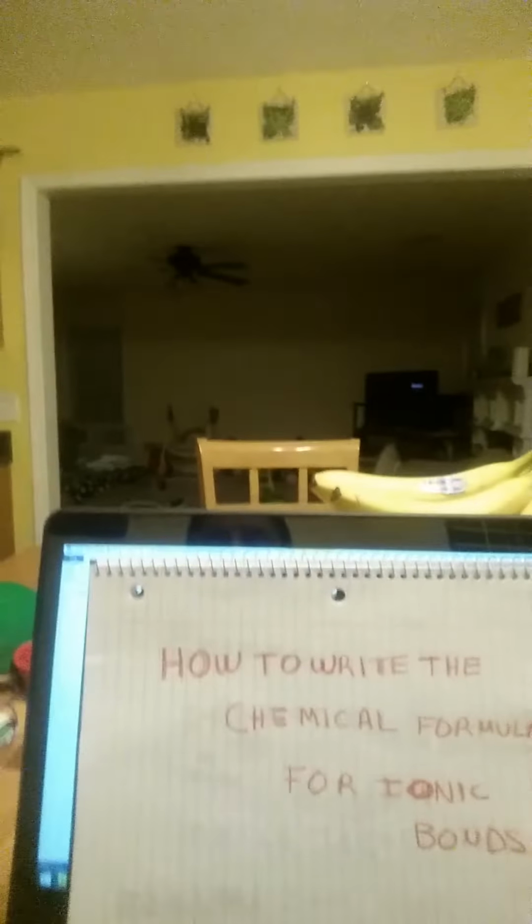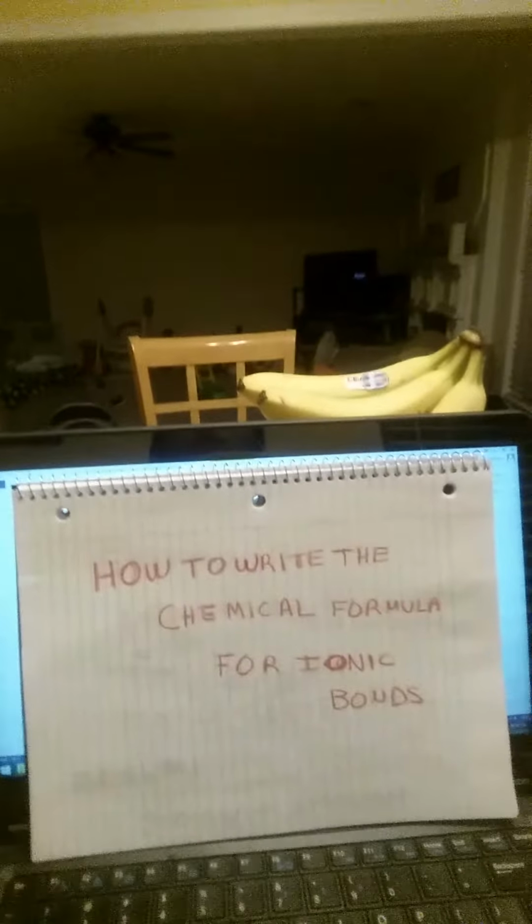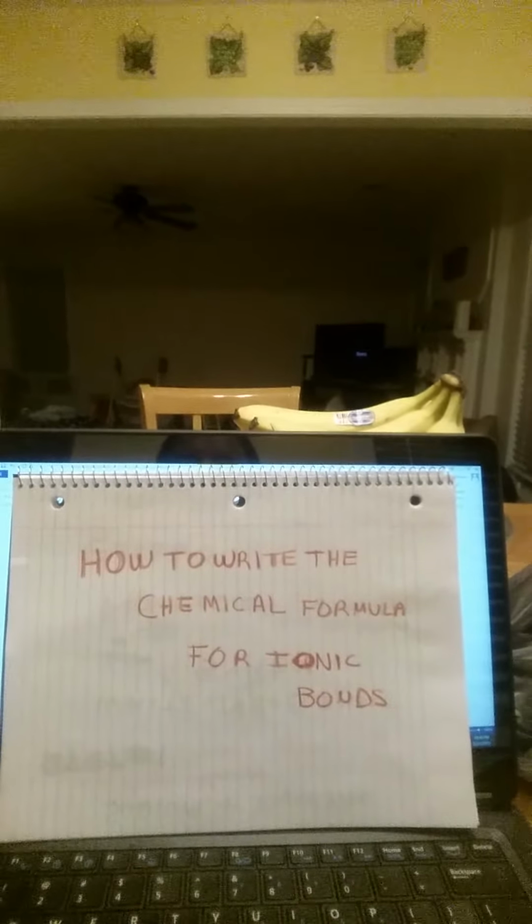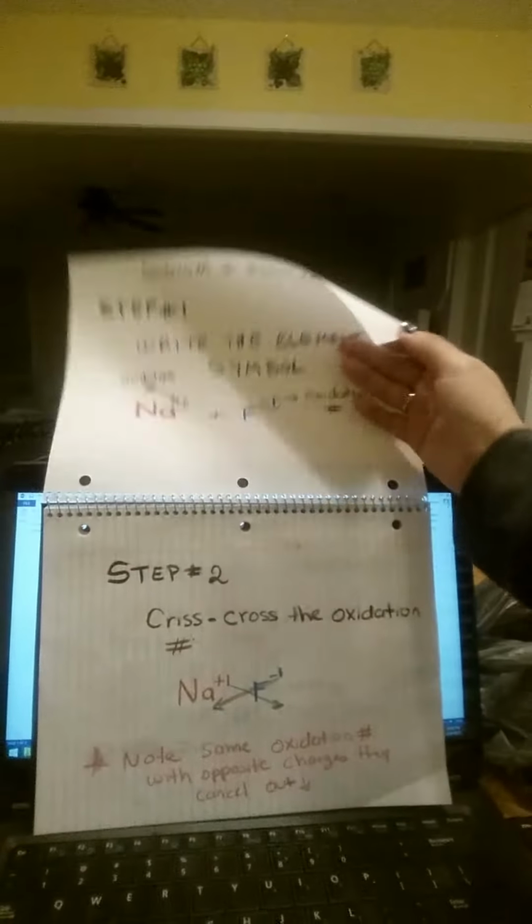And then, of course, at the end of this lecture, you will do the practice that you will have to turn in to me at the end of the day by 10 o'clock tonight, okay? Let me go ahead and set up my notebook in front of my computer so you can see the steps. These are the steps on how to write the chemical formula for ionic bonds. It's going to be based on 3 steps, so please, please, please take notes. Let me flip to the next page.